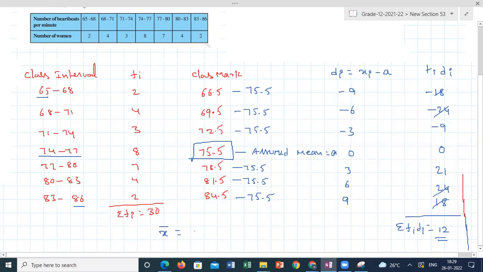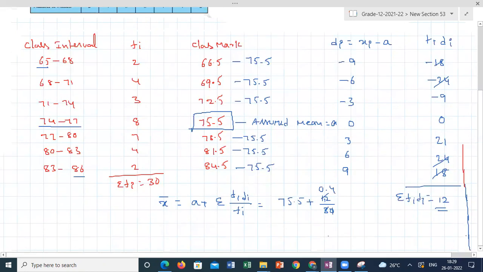So x bar is equal to a plus sigma fi di by sigma fi, which is equal to 75.5 plus 12 by 30. This is 0.4. So the mean of this data is 75.9 using the assumed mean method. Hope you are clear how I did the assumed mean method in this case.